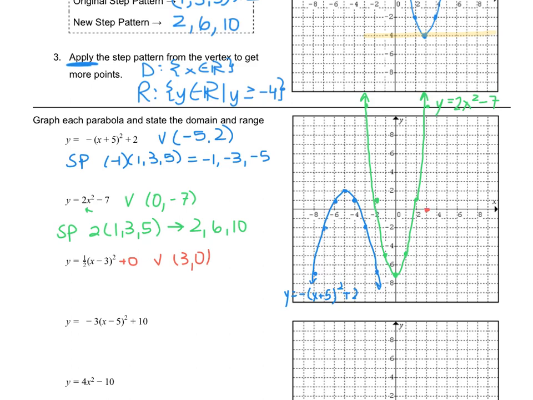Now my A value is 1/2, which I'm just going to rewrite as 0.5, and I'm going to multiply that by 135 so that I get 0.5, and then 3 times 0.5 is 1.5, and then 5 times 0.5 is 2.5. So now let's go ahead and do that. To the right 1, up 0.5. To the right 1, up 1.5. To the right 1, up 2.5. And then the same thing on the left.